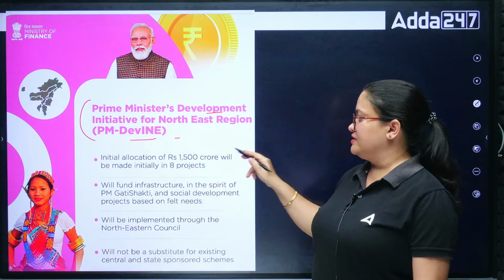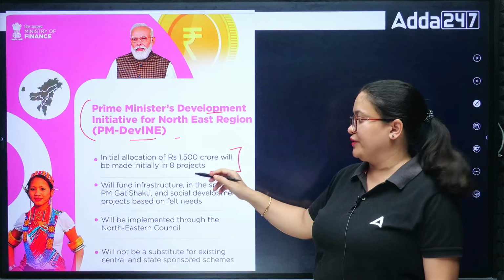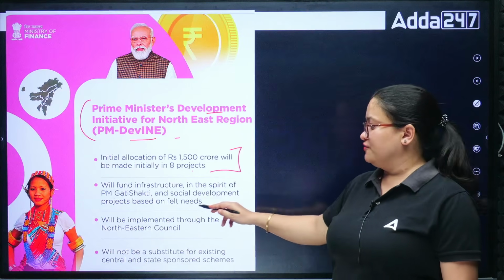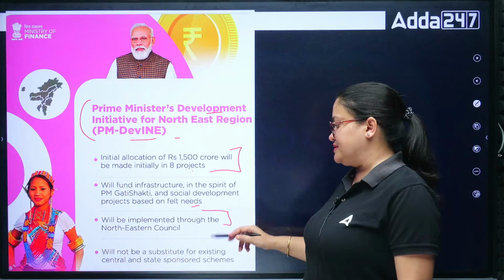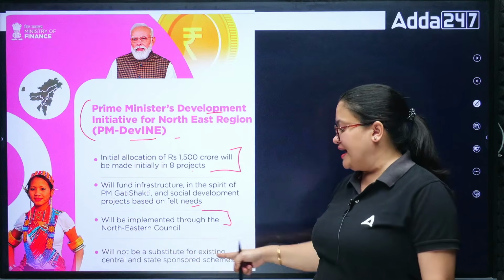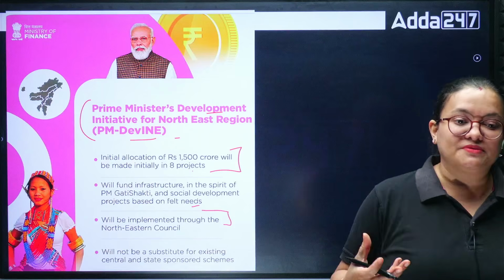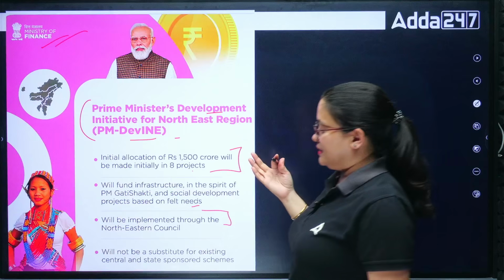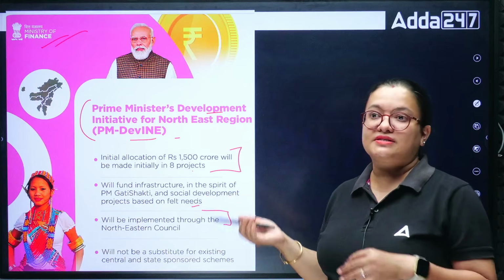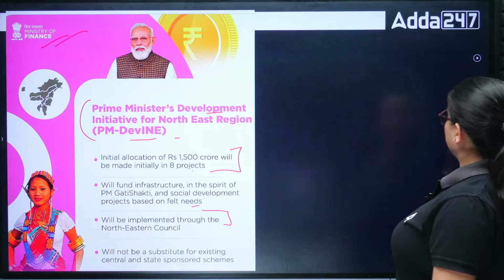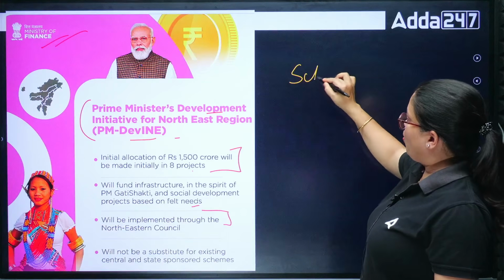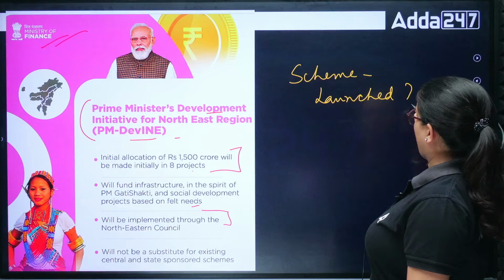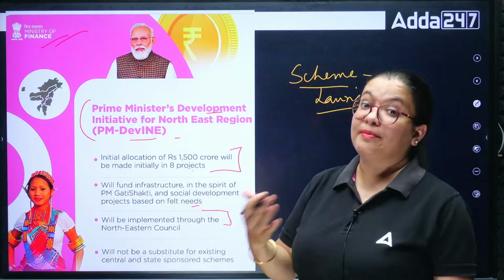The total funding of this particular scheme was around 1500 crore for 8 projects, and it was under PM Gati Shakti, and social development projects based on felt needs will be implemented through the Northeastern Council, and will not be a substitute for existing central and state sponsored schemes. So these are the main objectives of this particular scheme. This scheme was funded by the Ministry of Finance. As this scheme was given a few years back, in the comment section do drop me when this scheme was launched. Do discuss this scheme and also read more about it.